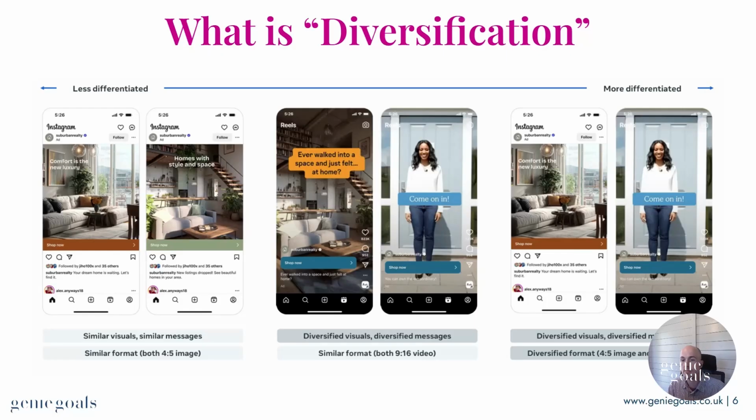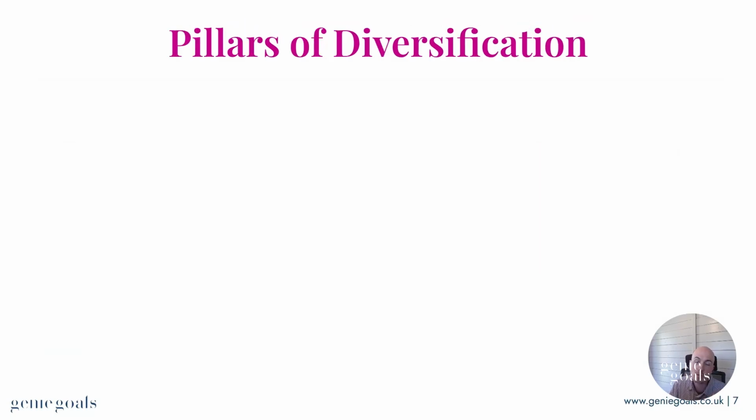We've got diversified visuals, we've got diversified messages. This is creative diversity. So how do we get there? It's all well and good seeing this as an example, but everything really needs a framework. And I'm going to start from the bottom up.